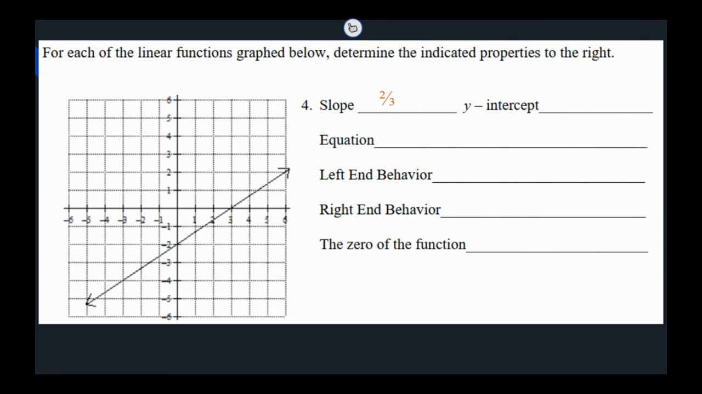Someone other than Ashley, what's my y-intercept? -2. Okay, so my equation in this case is y equals 2/3 x minus 2. You could also have f of x or g of x or h of x equals, since they didn't specify, I just left it as y.